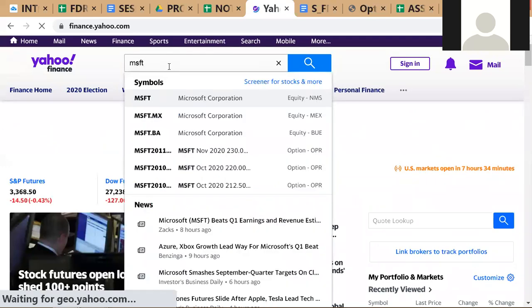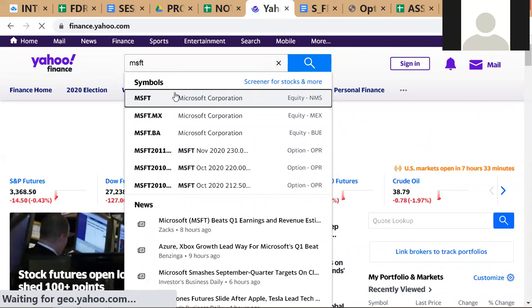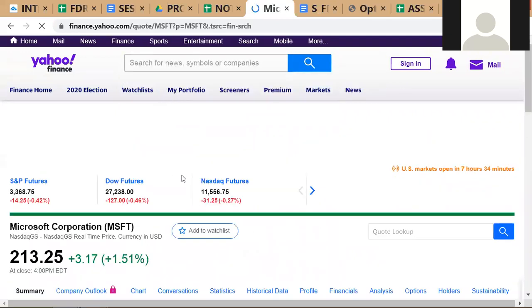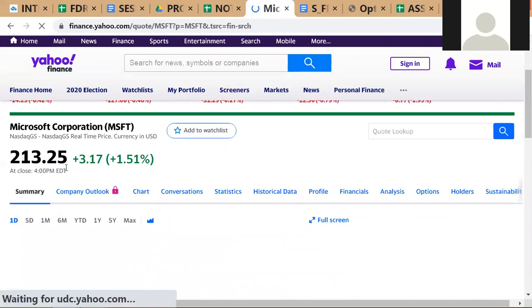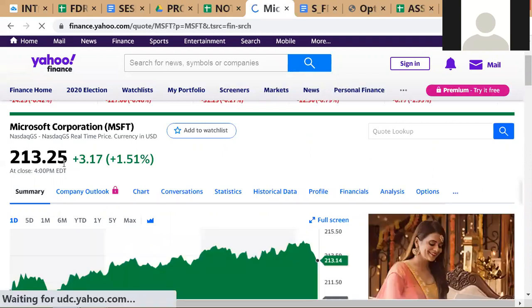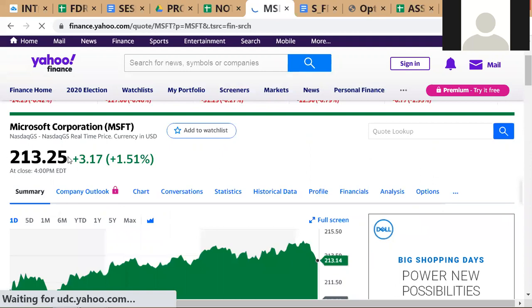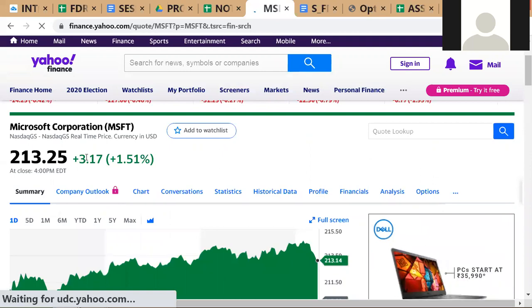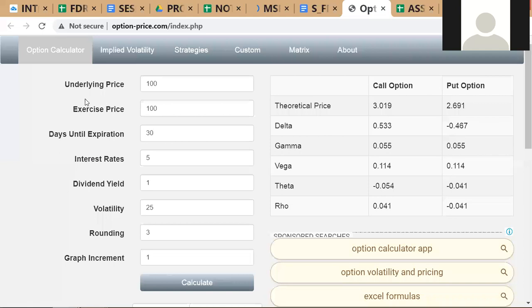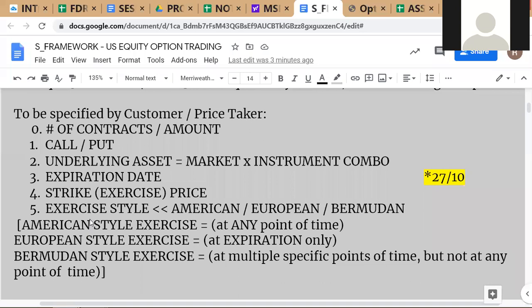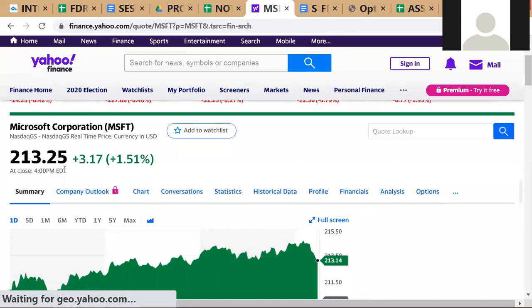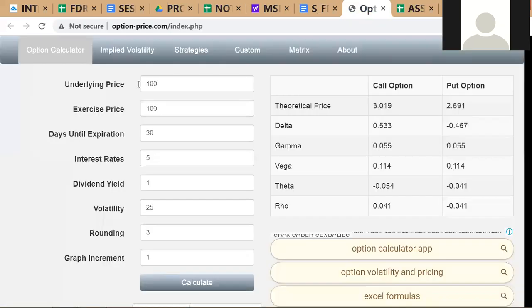Since MSFT is one of our tickers, we can just look at Microsoft options. So you have Microsoft as the underlying asset right now, and the market price is 213.25. It's useful to use this option pricing model for our discussions, because then we can figure out which is which. So when you're pricing a Microsoft option, this 213.25 goes here, in the underlying price.